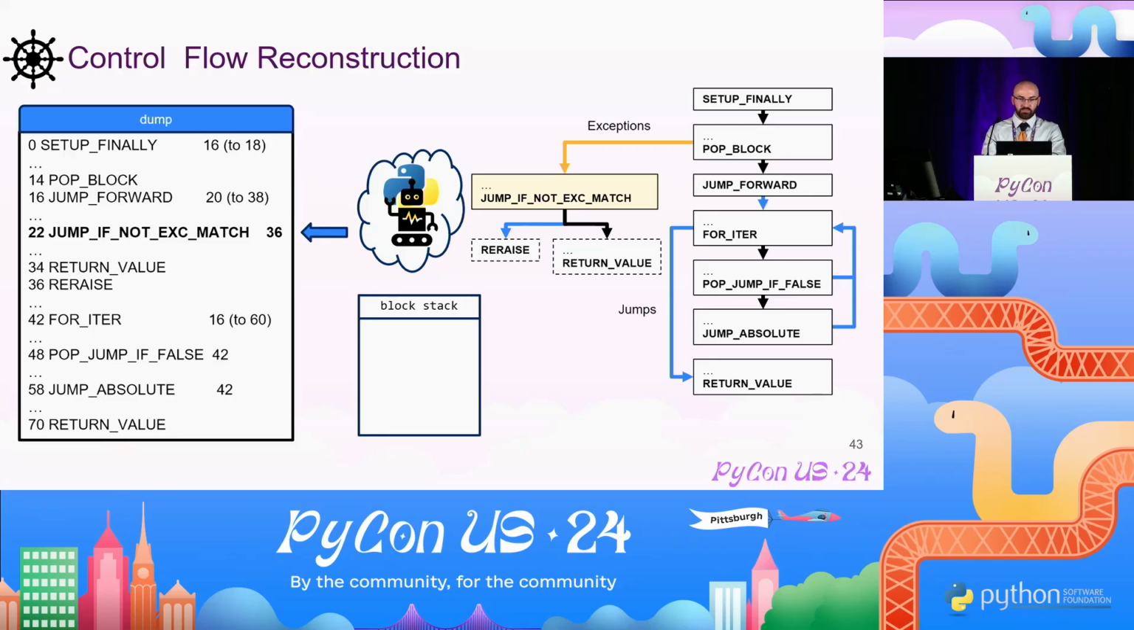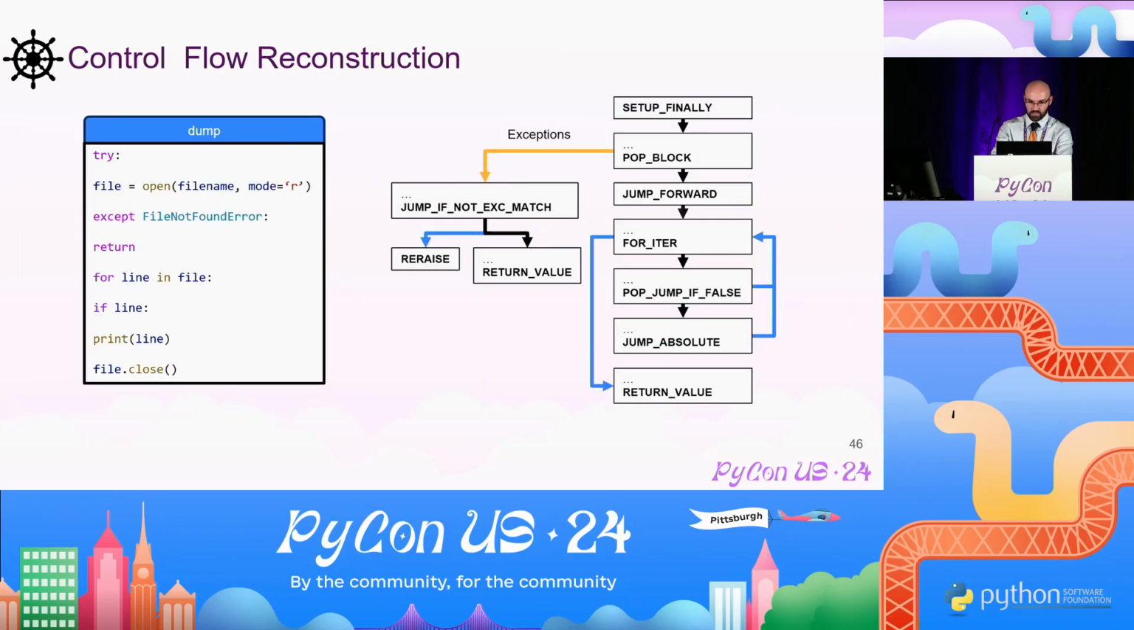This jump if not exec match instruction is only used in the conditional exception, so like except file not found error, except IO error, except stop iteration error, all these kinds of things. And that will say if the exception type matches the given type, we'll go into the body, which in this case just returns a value. And then otherwise, there's no other options here. It's just going to re-raise.